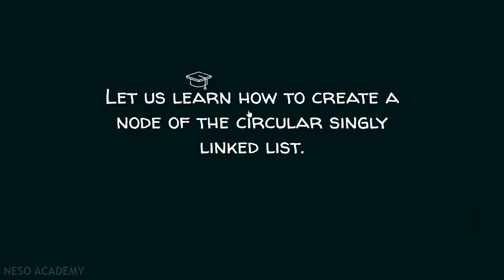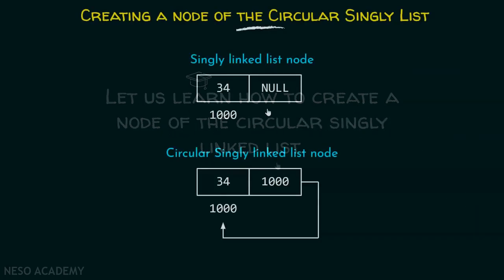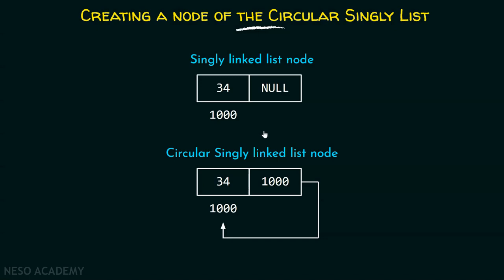Okay, now let us learn how to create a node of the circular singly linked list. First, we should understand how a circular singly linked list node looks like. Here you can see a singly linked list node and a circular singly linked list node. In a singly linked list node, we have a null over here, while in case of circular singly linked list, we have the address of the node itself. That is the address 1000. If this is the address of the node, then this address will get stored over here as well. So this is how a circular singly linked list node looks like.